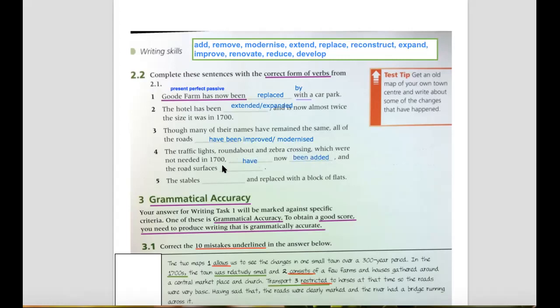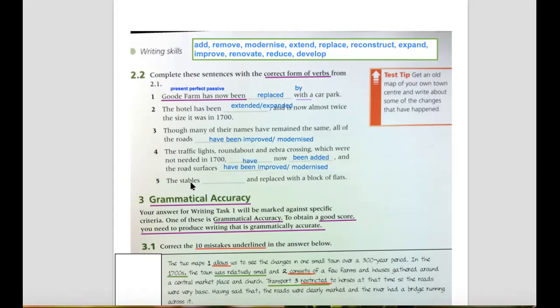Okay, and the surfaces, again, we need "have been," and we can say improved here or modernized again. Okay, so if you need some more practice using the structure, that's something that you can do in your own time. Have a look at maps and practice writing about changes using this passive structure.